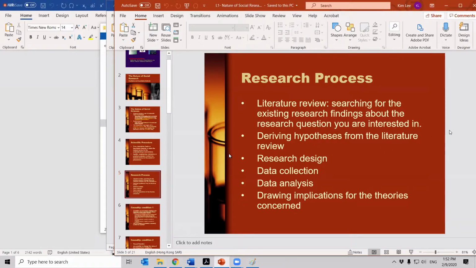So these are the steps. First of all, once you have your research question, when you determine you can access the data and whether your data can be quantified or not, then you need to do a literature review. What is literature review? Literature review is searching for the existing research findings about your research question. Why do you do that? First of all, you may ask the question.